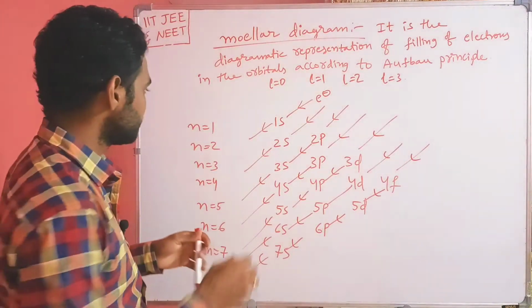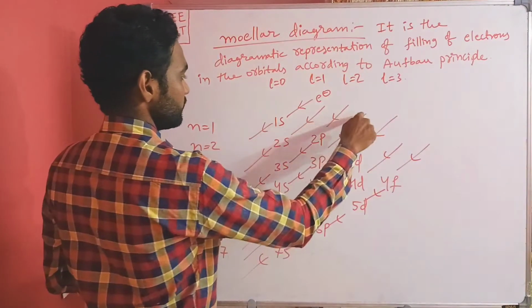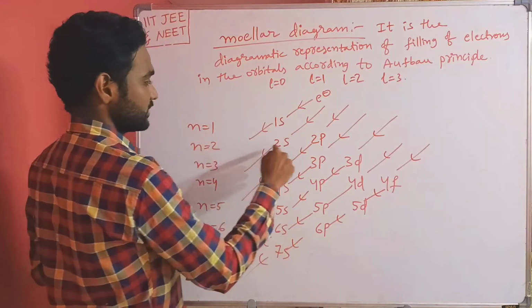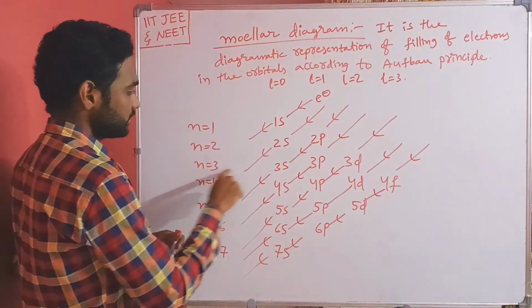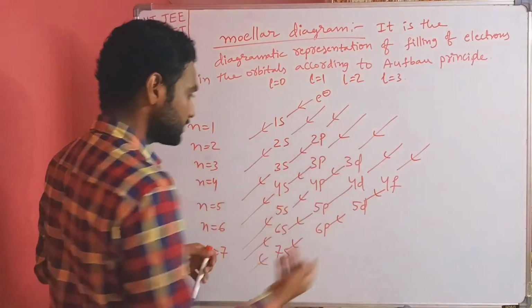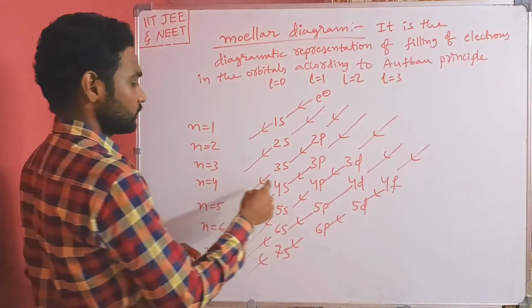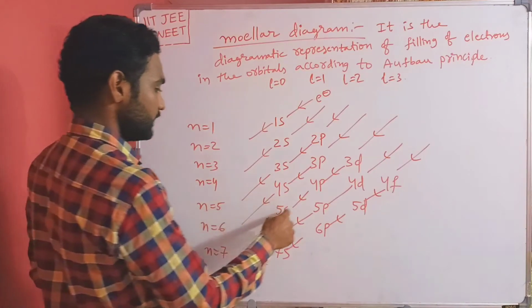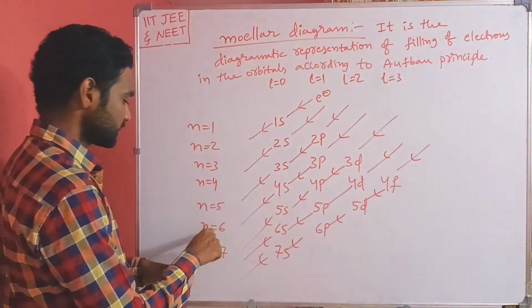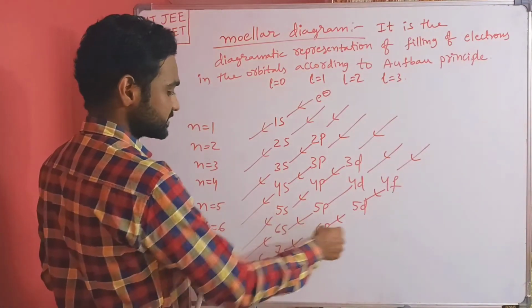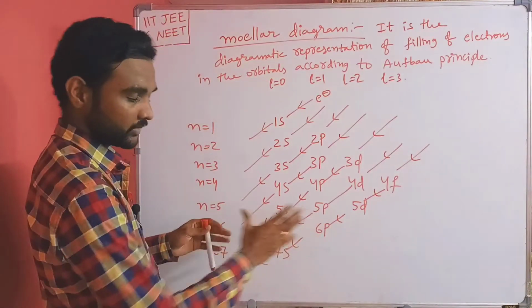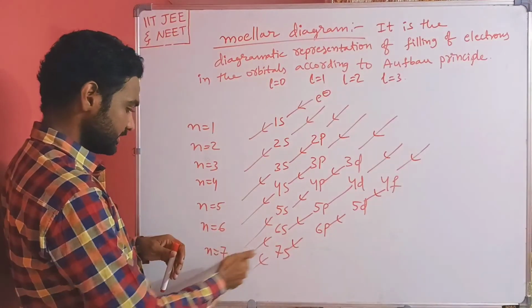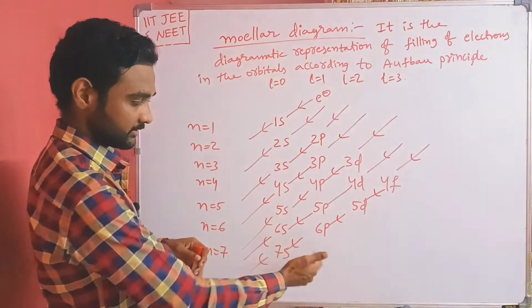Have you understood? The first shell has the 1s orbital. In the second shell, 2s and 2p orbitals are there. In the third shell, 3s, 3p, 3d orbitals. In the fourth shell, 4s, 4p, 4d, 4f orbitals. In the fifth shell, 5s, 5p, 5d orbitals. The sixth shell has 6s, 6p and more, but up to here is enough. In the seventh shell, the 7s orbital is there.